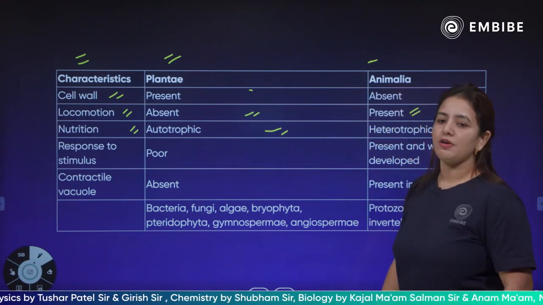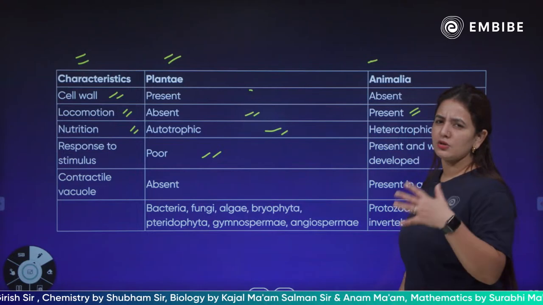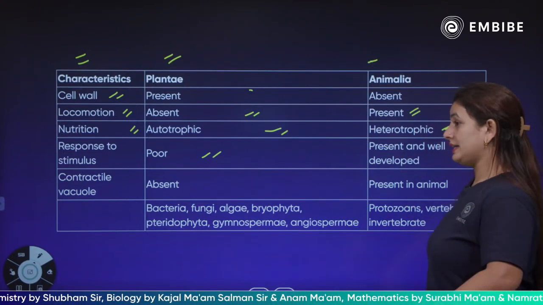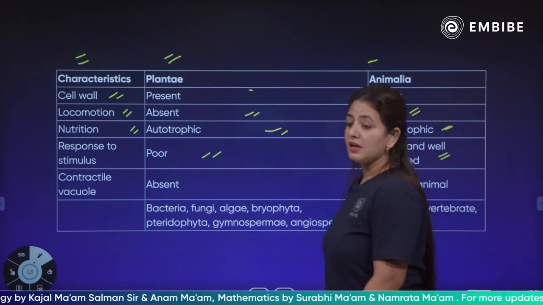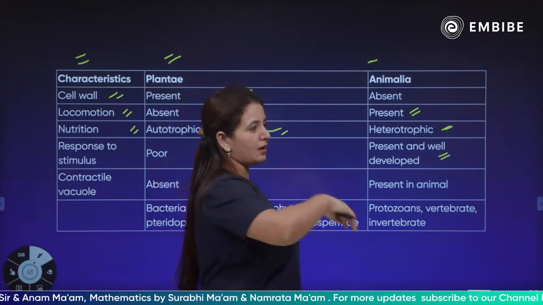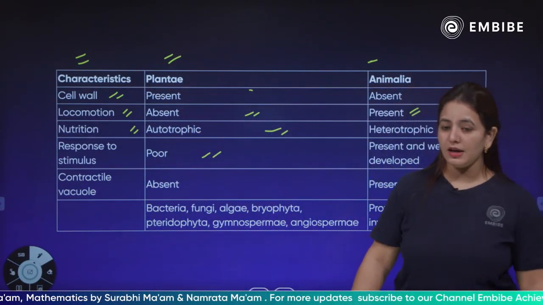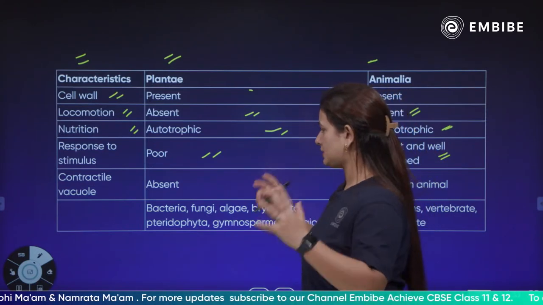The plants have a very poor response to the stimulus, very slow, very gradual, not advanced, not very reflexed. Yes, animals have a very well developed reflex system. If you touch something hot, you will immediately remove your hand. If something sharp is coming towards you, you will move. Okay, you have a well developed nervous system, well developed reflex system.